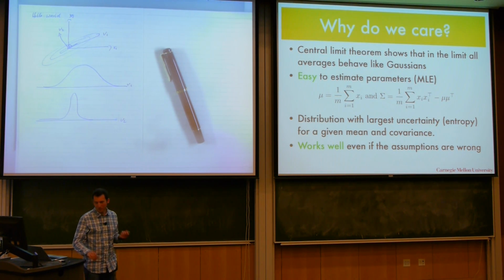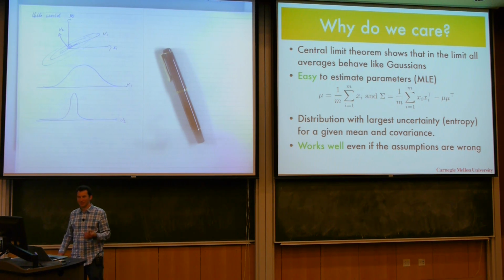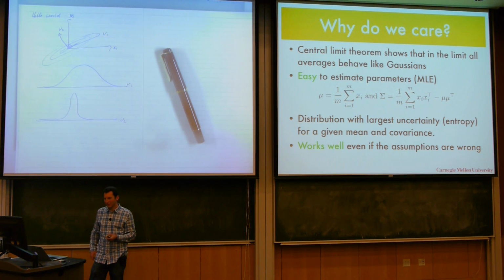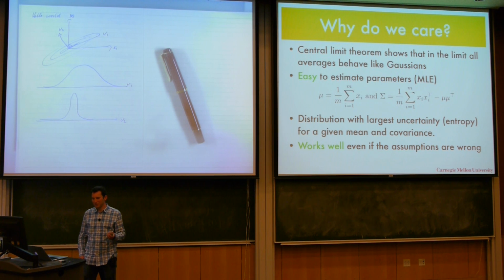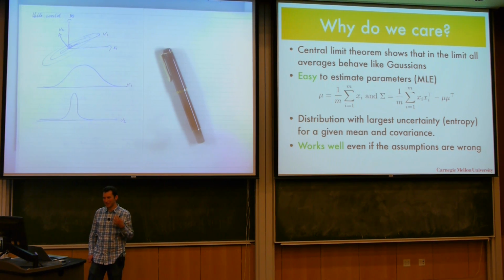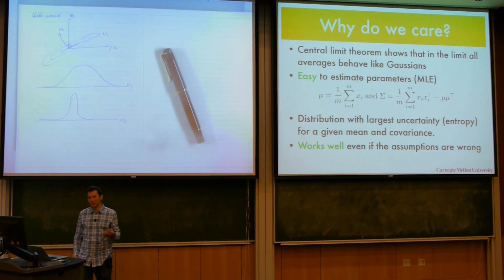So, why do you care? Well, the first thing is, as Barnabash already taught you in the past 2 weeks, the central limit theorem shows us that in the limit all the averages behave like Gaussians. So it's probably a good idea if we have a good handle on it. The other thing is, it's really, really easy to estimate any parameters for a Gaussian. We've all, at some point, computed averages and covariance matrices.